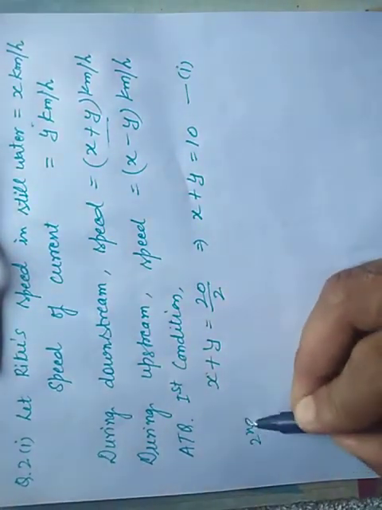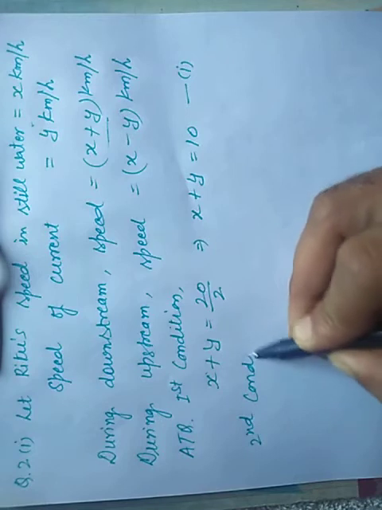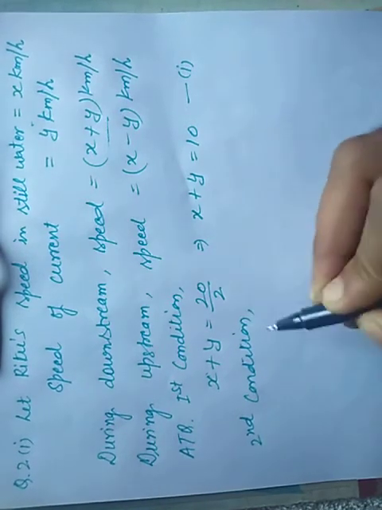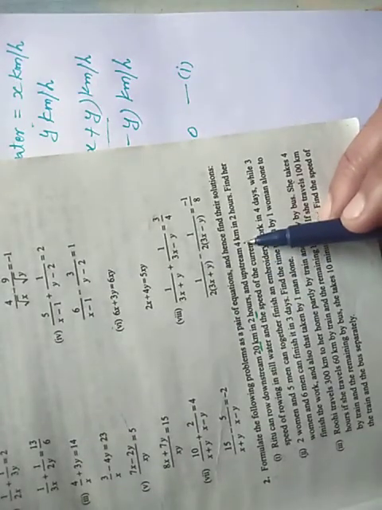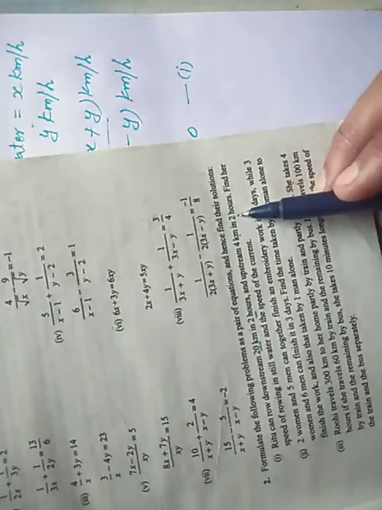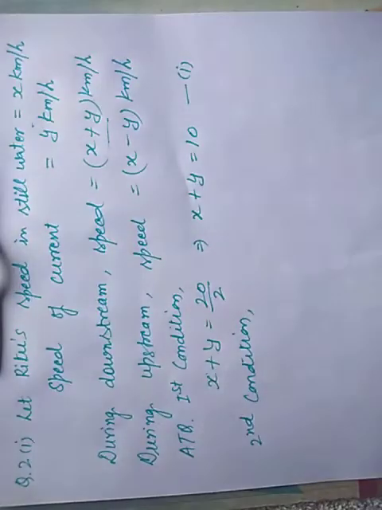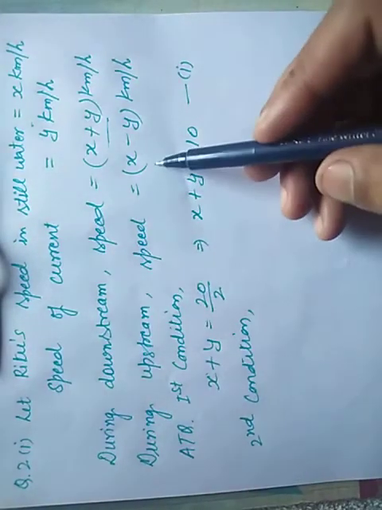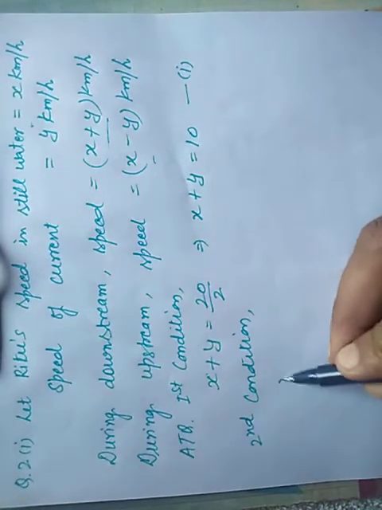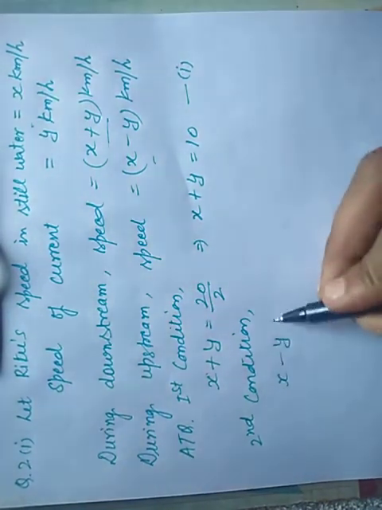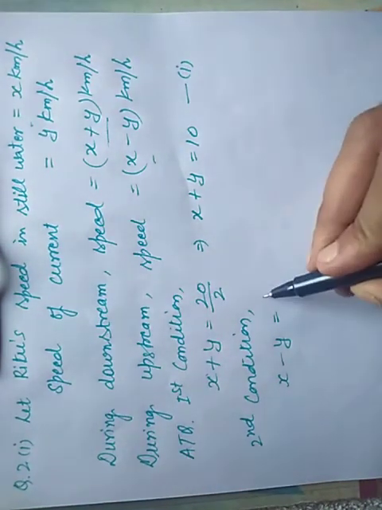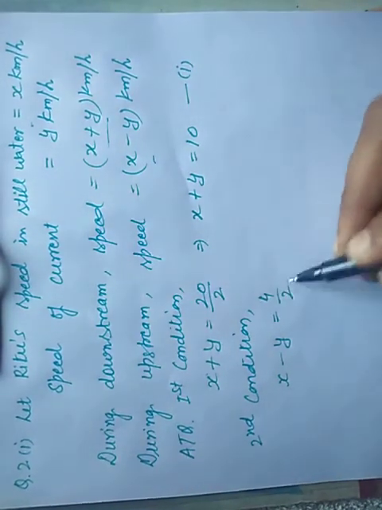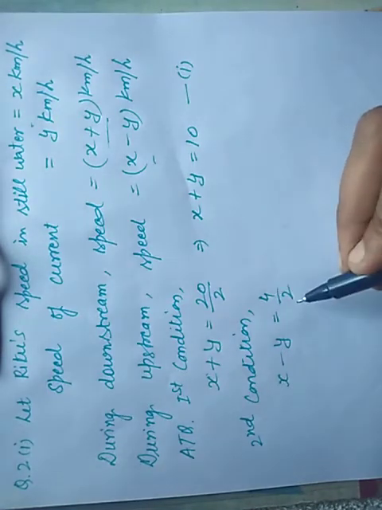Second condition is here. During upstream, distance traveled is 4 km and time is given 2 hours. And upstream speed is x minus y. So we will calculate the speed by given distance and time. So distance is 4 km and time is 2 hours.